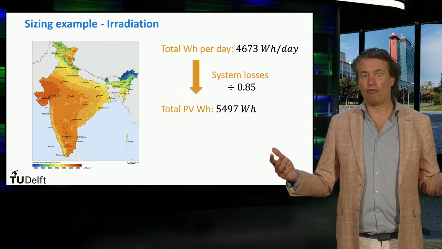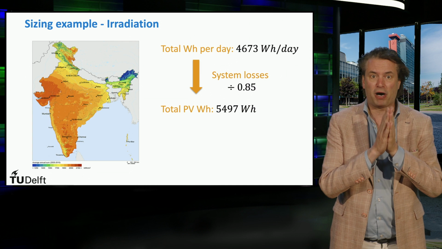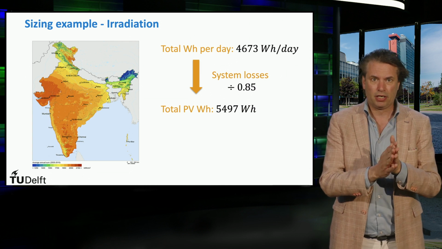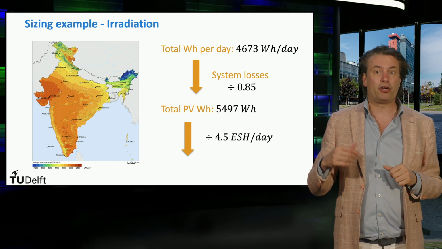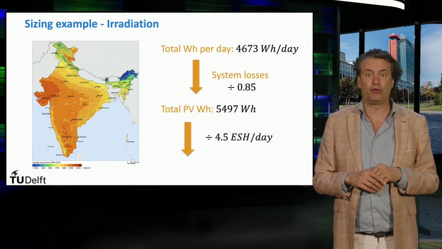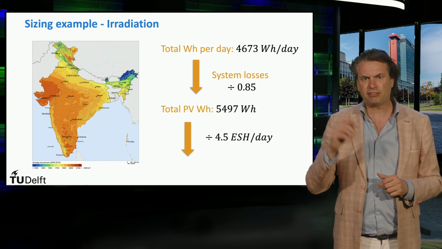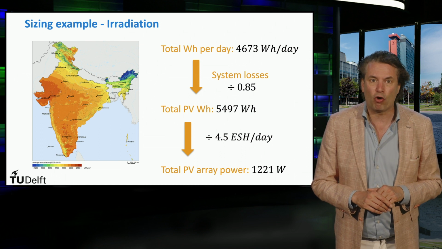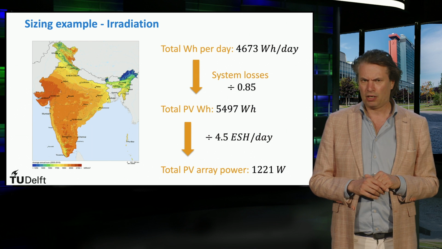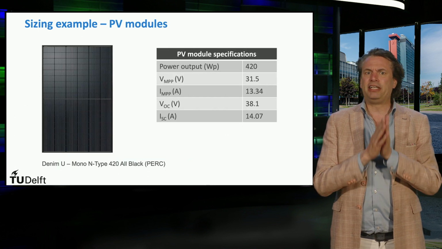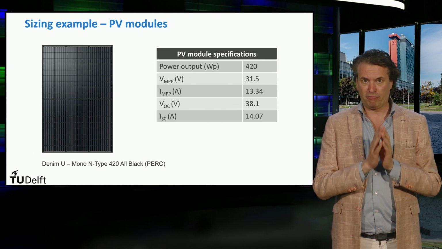Once the number of equivalent sun hours is obtained, we can determine the total required output power of the PV system array. The output power is obtained by dividing the daily total energy requirement by the obtained equivalent sun hour value, 4.5 equivalent sun hours in this case. This gives a PV array power of 1221 watts. Now the PV system needs to be sized by determining the required total number of PV modules.